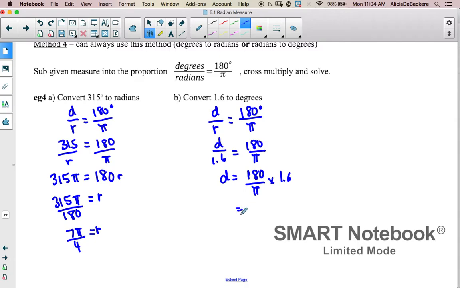And here I'm converting to degrees, so it's fine to have decimals with degrees. So I am going to type this into my calculator. I'm going to have to round it. I'm going to round to 1 decimal place, or to the nearest tenth. So I'm just typing this into my calculator: 180 divided by, I'm using my pi button, and then times 1.6, and I get 91.7 degrees. So make sure you practice that on your calculator. Make sure you know how to use it.